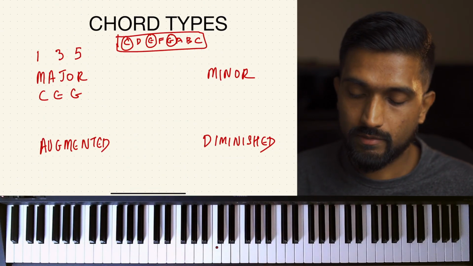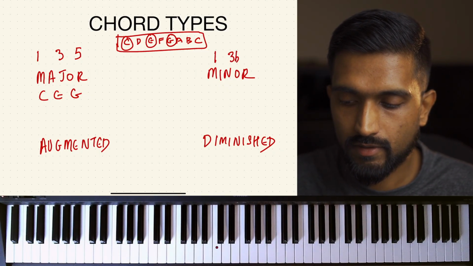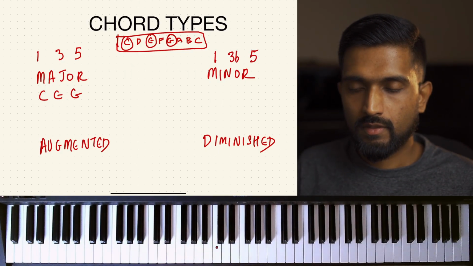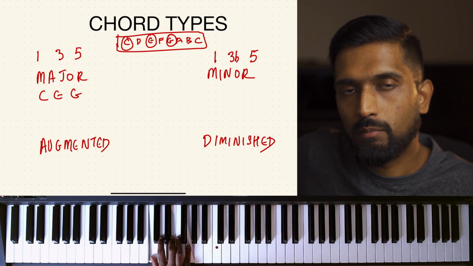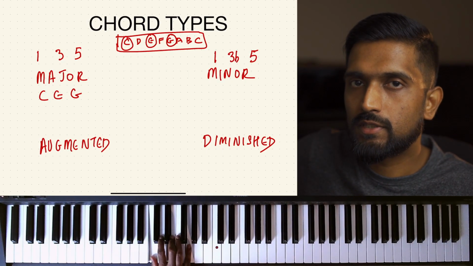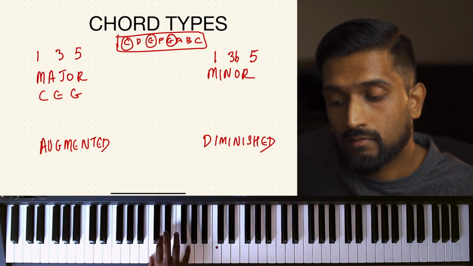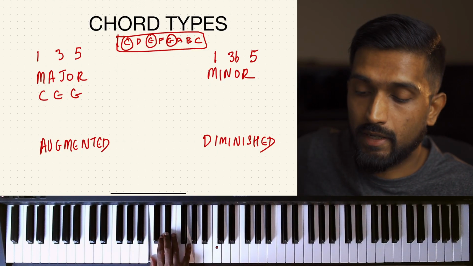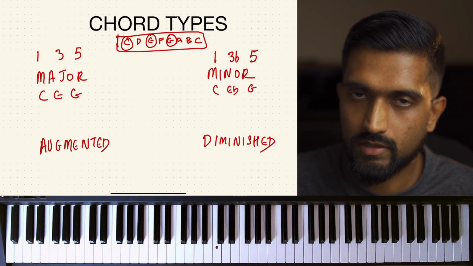Let's go to minor. Now the formula for a minor chord is 1, 3 flat, and 5. So what does that mean? The C major was 1, 3, 5. Now for the minor, I just need to flatten the third, right? What does flatten mean? Reduce its value by 1 semitone. So the E becomes an E flat. So you play them together. That gives you the C minor. So that would be C, E flat, and G.